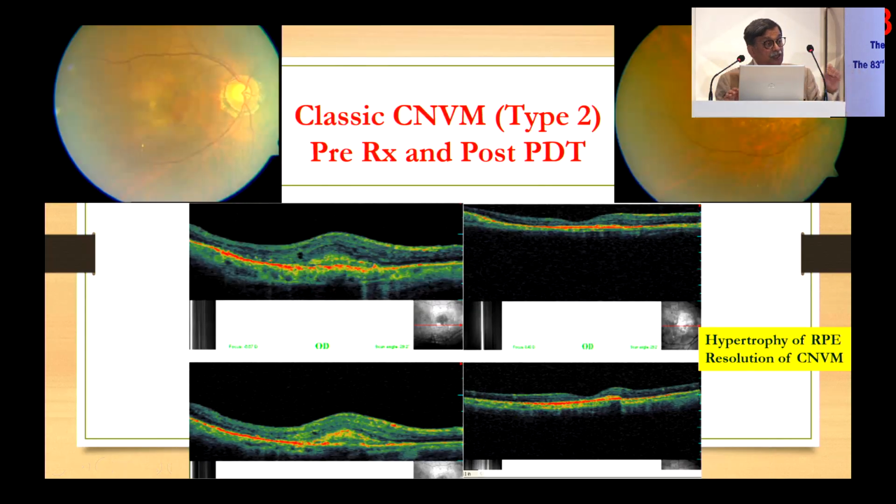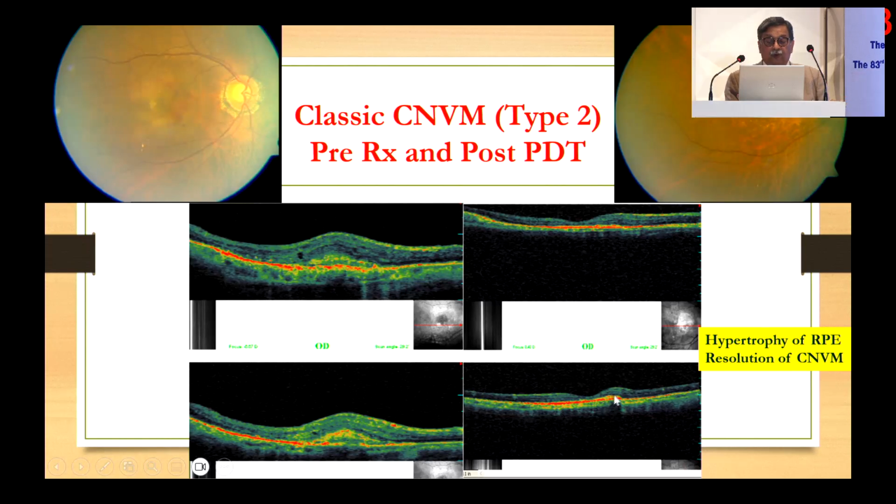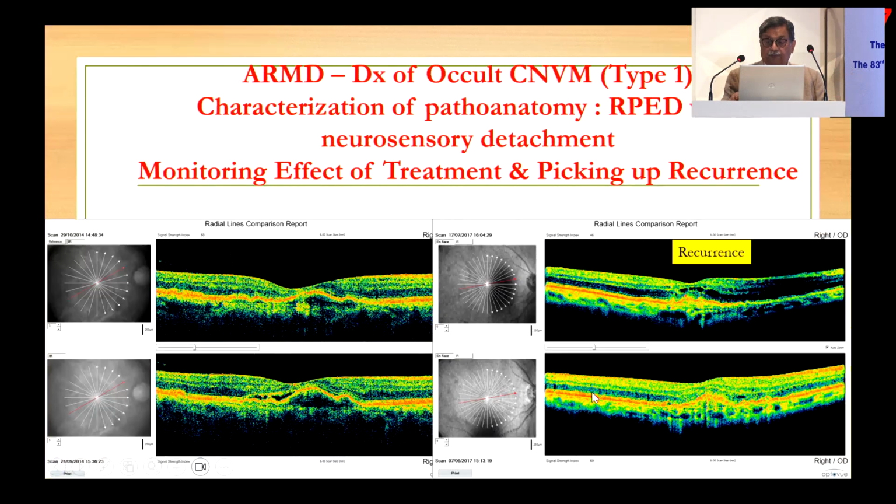Now, OCT can not only help you to diagnose. What you can see here is a type 2 CNVM, but this is a case where post PDT you can see how the lesion disappeared and only hypertrophy of the retinal pigment epithelium was left, which you can see as this darker red line than usual. You can also characterize this pathoanatomy, and you can monitor the effects of your treatment.